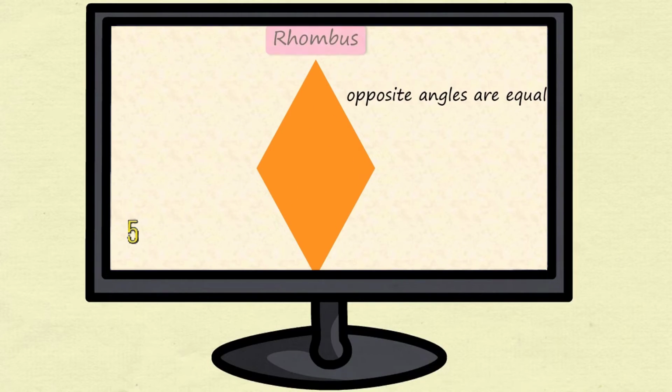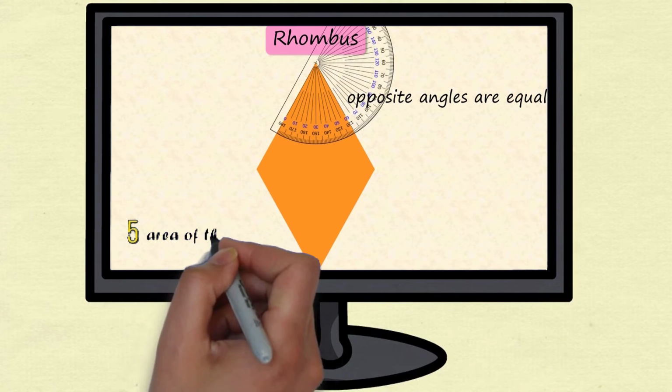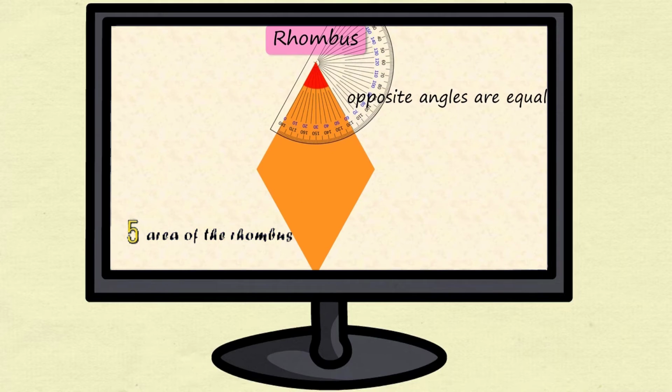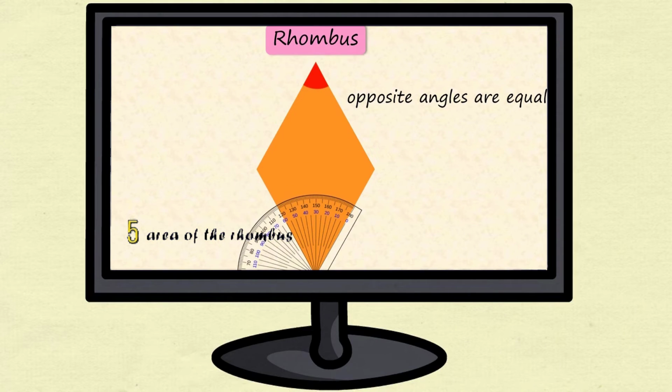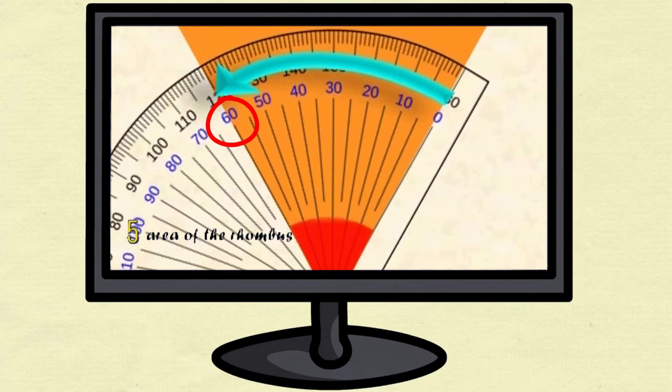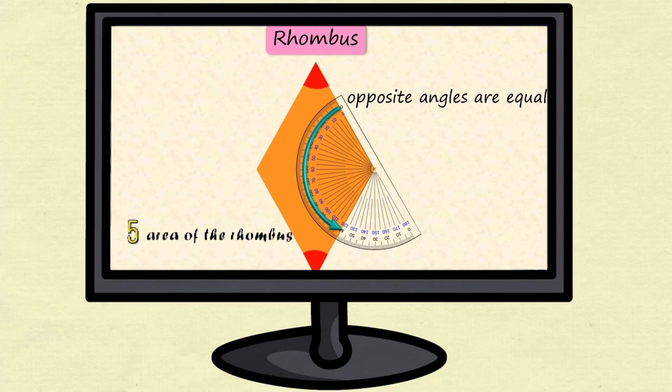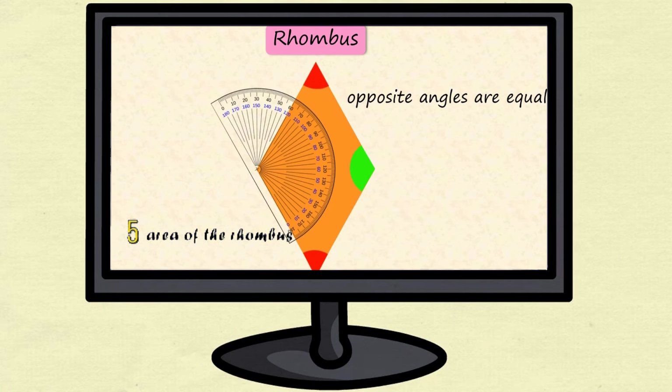For example, the upper angle of this rhombus is 60 degrees, and the lower angle is 60 degrees too. Also, the 2 other opposite angles are the same, equal to 120 degrees.